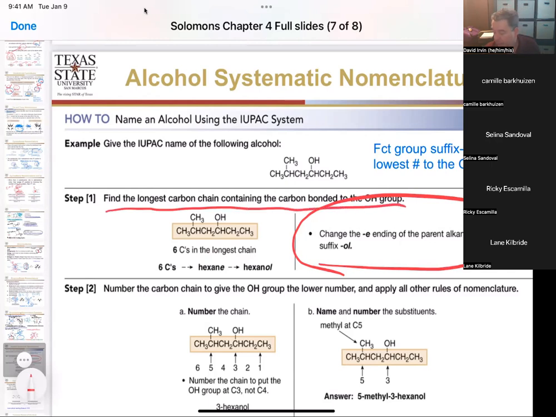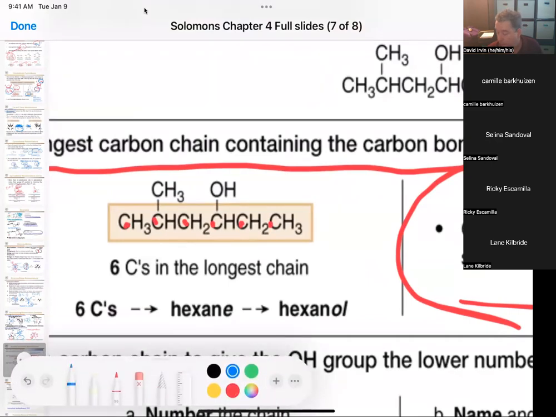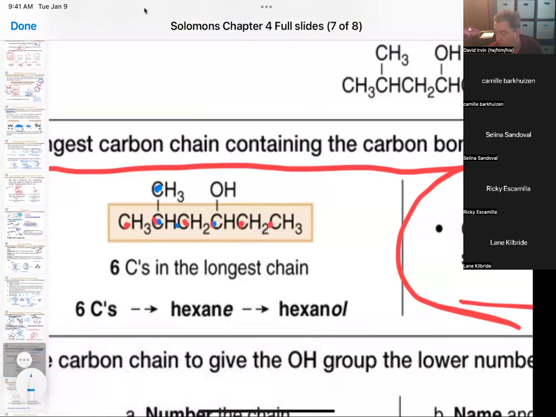Okay, so in this case here, when we blow this up, we have 1, 2, 3, 4, 5, 6 carbons here. If we tried to number it from here, 1, 2, 3, 4, 5, 6, it turns out to be the same. But what it means is we have the longest chain with the hydroxyl group is 6. So we have hexa. Hexa is the number of carbons we have. So we have hexa, and we're going to drop the E. So we have hexane, and we're going to add the OL, hexanol.